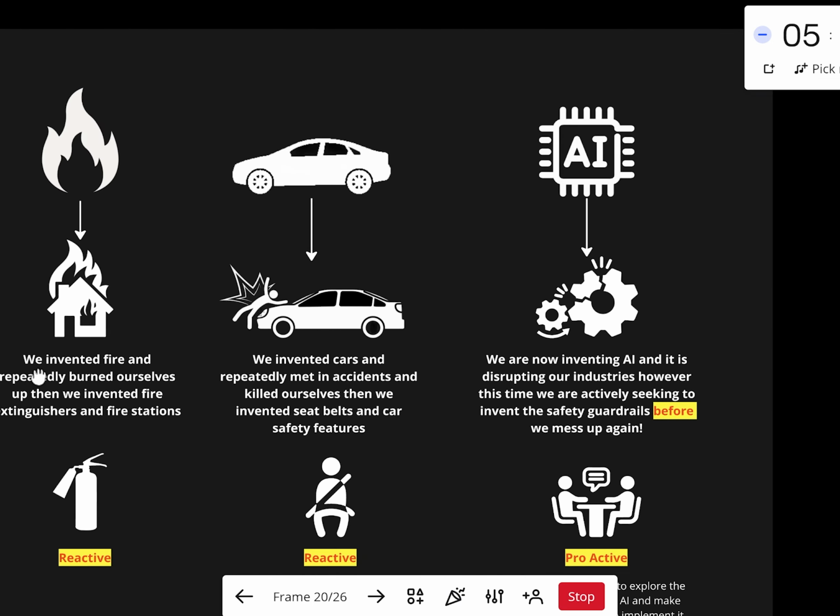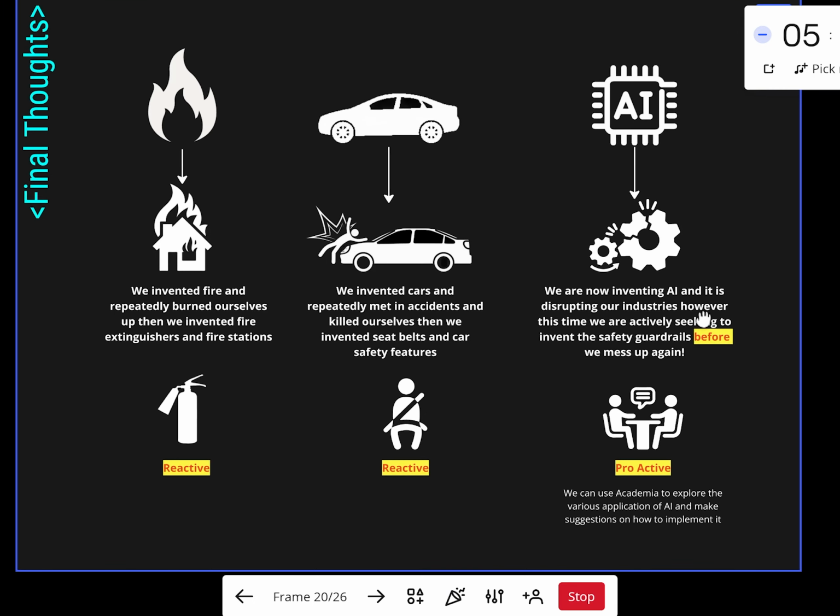So my final thoughts are, we invented fire, we burned ourselves up, and then we invented fire stations and fire hydrants. We invented cars, we started to have accidents, and we invented seatbelts. The difference now is that we are inventing AI because it's still developing. And we have the opportunity now in academia to learn about it before it takes all of our jobs and takes over the world.